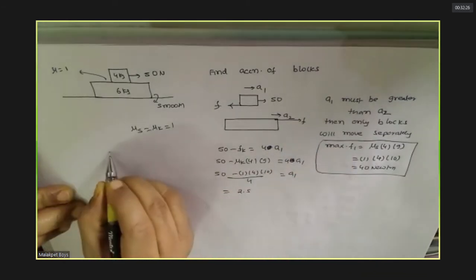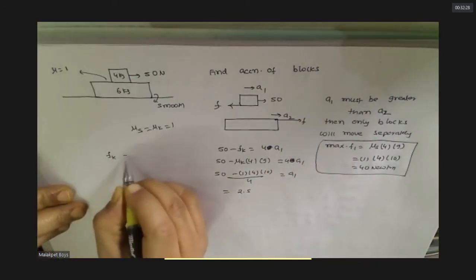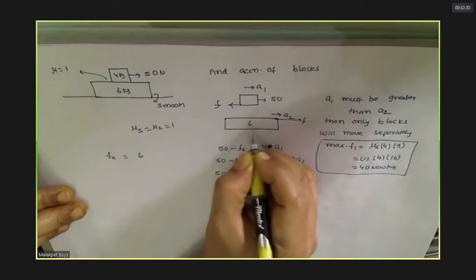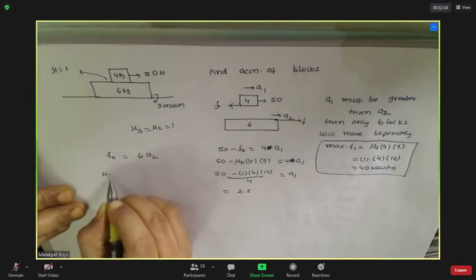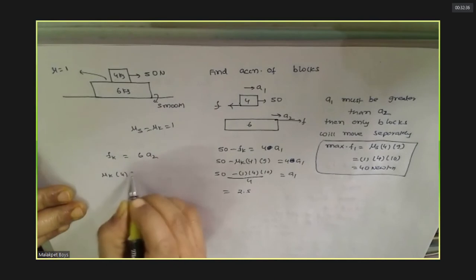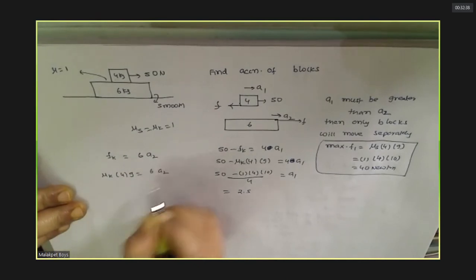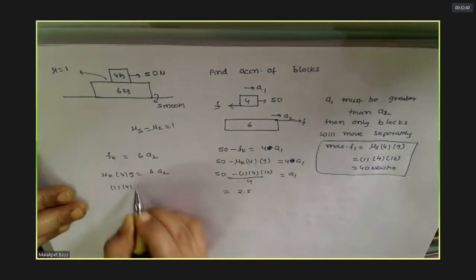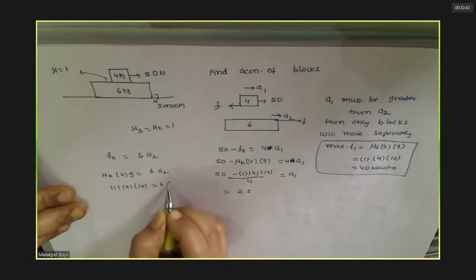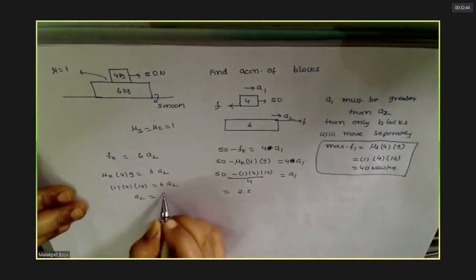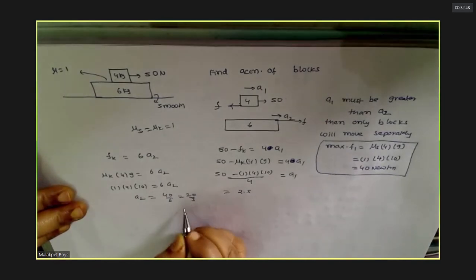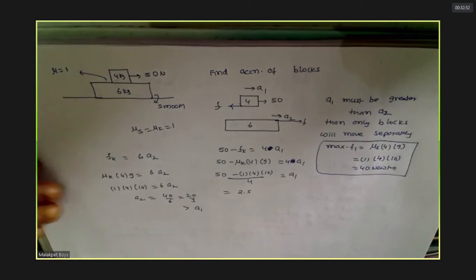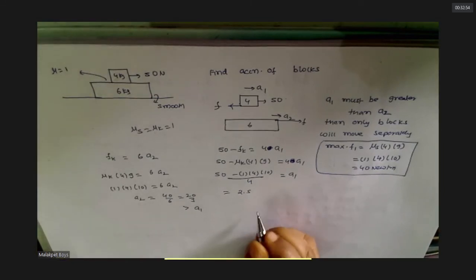Yes. You can see that Fk equals 6 A2. This is nothing but mu k, that is 1 into 4 into 10, equals 6 A2. This is 40 by 6, which is 20 by 3. Okay, this is greater than A1 or not? Yes, sir. Which is not possible.